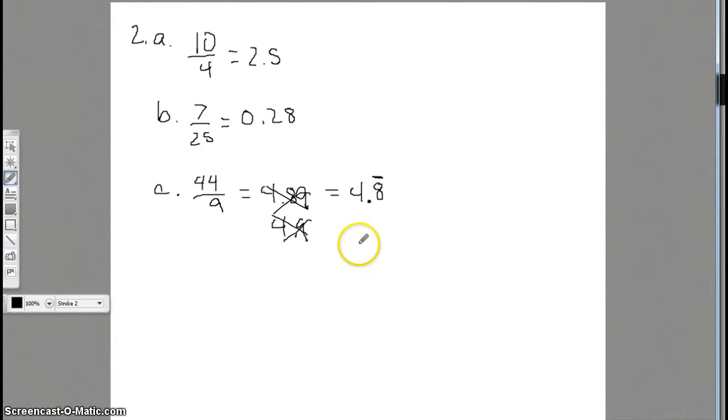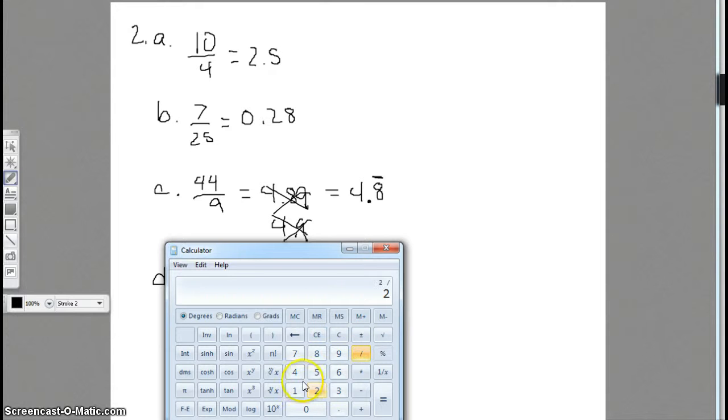So remember, you need to get the exact answer, not rounding. Okay, part D is 2/13. So punch that into the calculator, 2 divided by 13. And you can see we get this long thing, but it has a repeating pattern. Notice we've got 1, 5, 3, 8, 4, 6, and then it repeats 1, 5, 3, 8, 4, 6, 1, 5, 3, 8, 4, 6.